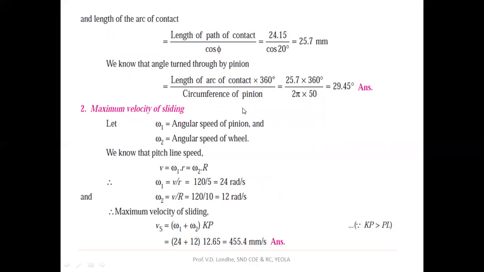And for finding the maximum sliding velocity, omega 1 and omega 2 are the corresponding angular speeds of the pinion and wheel. By this formula of sliding velocity, we directly get the maximum velocity of sliding between a gear pair.